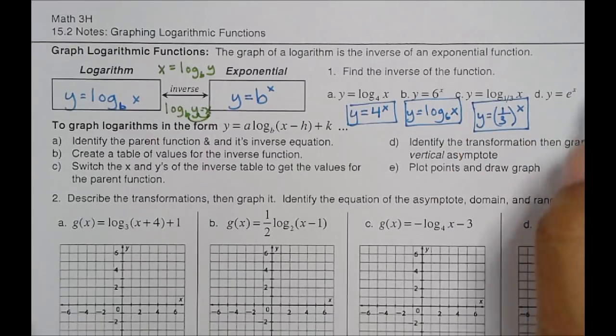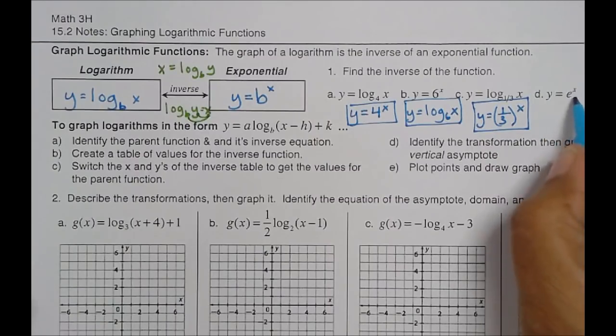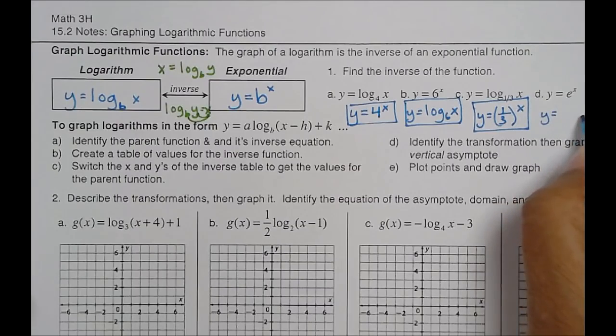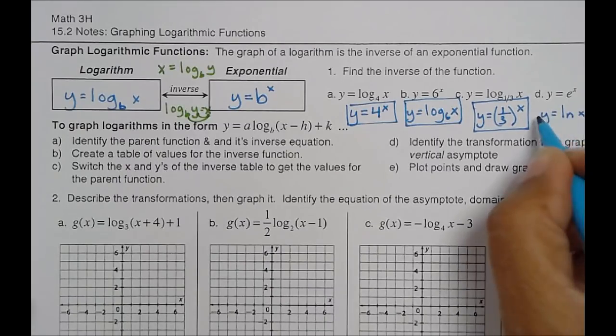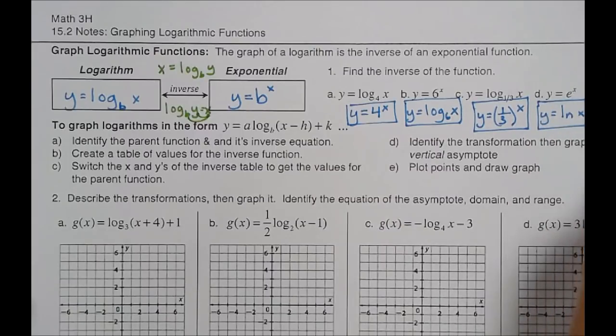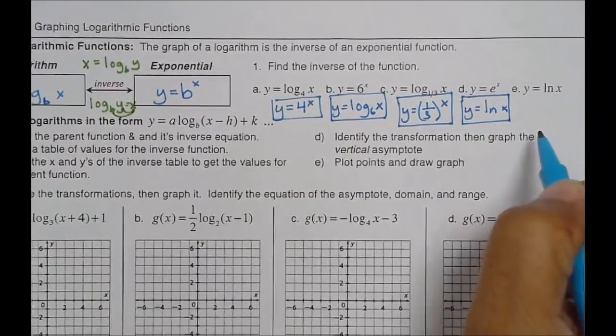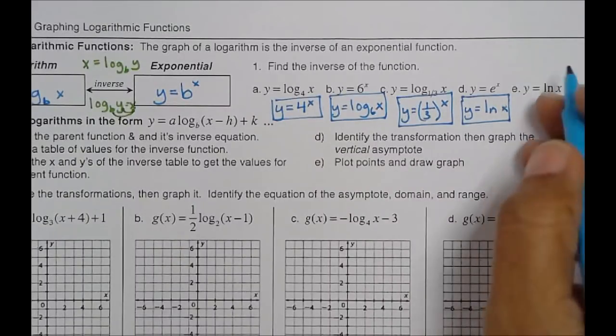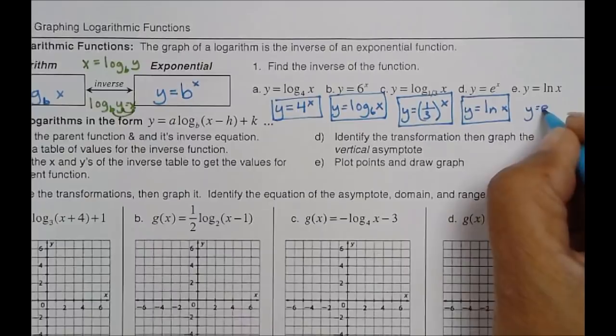All right, now this one's a little tricky because it's e. Do you remember that the inverse of e is ln? And if you wrote log base e of x, that is the same thing as ln of x, but you must write ln instead of log base e. Okay, it must be ln x. And then this last one says ln x is our function, so the inverse of that is simply y equals e to the x.